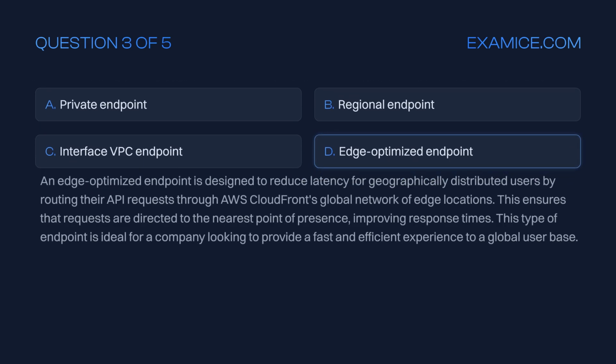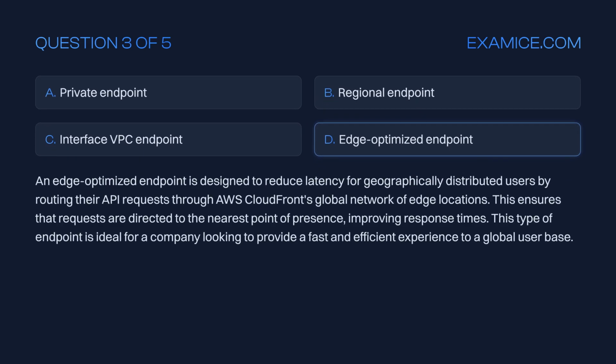The answer is option D. An edge-optimized endpoint is designed to reduce latency for geographically distributed users by routing their API requests through AWS CloudFront's global network of edge locations. This ensures that requests are directed to the nearest point of presence, improving response times. This type of endpoint is ideal for a company looking to provide a fast and efficient experience to a global user base.